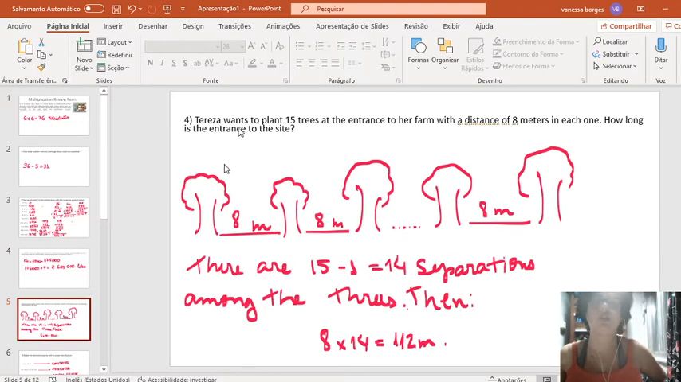Question 4. Teresa wants to plant 15 trees at the entrance to her farm with a distance of 8 meters between each one. How long is the entrance to the site? So look, between each tree there is a distance of 8 meters. If I have a total of 15 trees, I have a total of 14 separations among those trees. So 8 times 14, it is 112 meters.